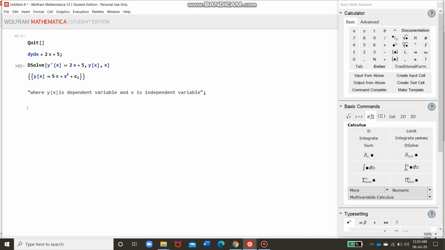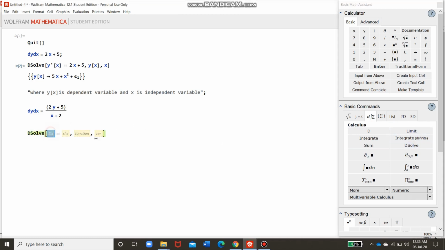Let's try to solve some problems and get a hang of it, and then we'll move on to the second order equation. So let's solve another equation. I'm going to give you an example. dy by dx equal to, I'm just going to put a numerator of 2y plus 5, and your denominator is going to be x plus 2. So how do we solve this? Again, I'm just using the dsolve function over here.